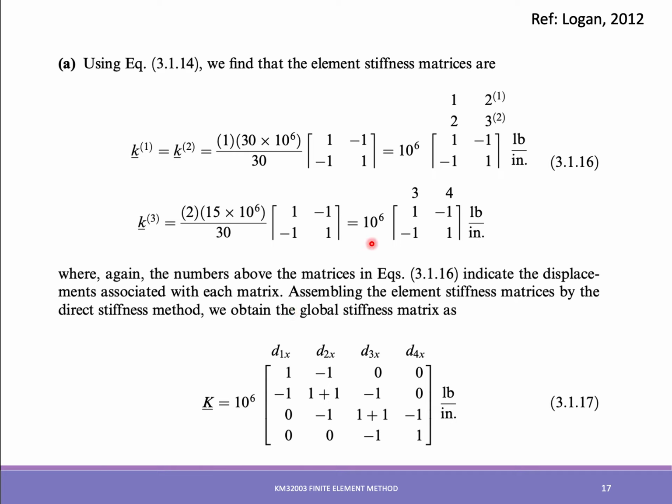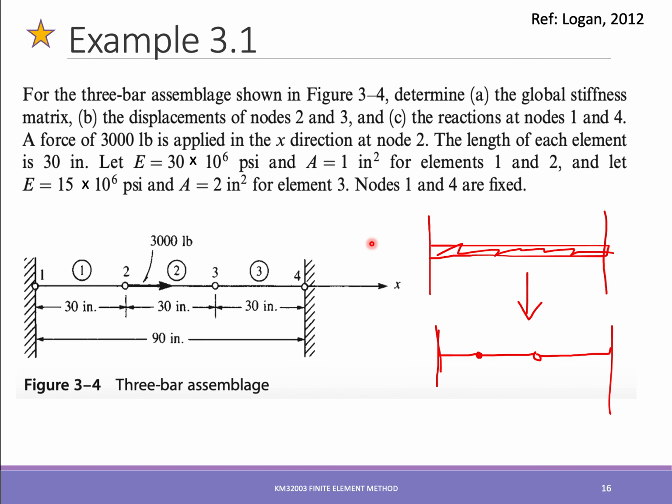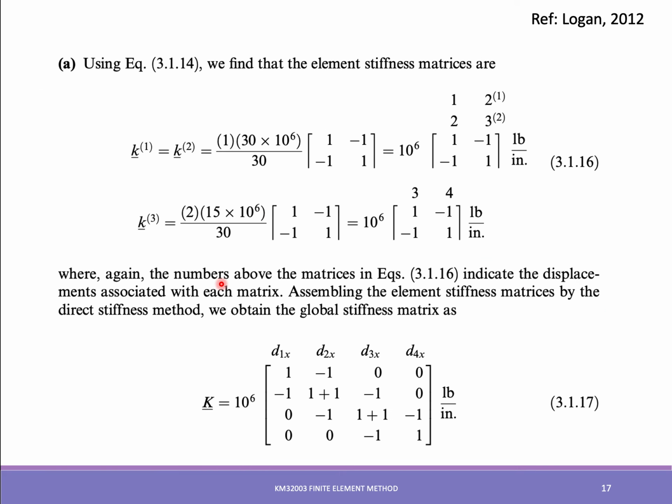So here we use a 3 element assemblage. Before we start, we have to number our elements 1, 2, 3, and the numbering of the nodes, we can number it 1, 2, 3, 4, or if you like you can also number it like the previous chapters. It's up to you, as long as the numbering is written there. Then you just make sure they are consistent when you form the matrix, right?